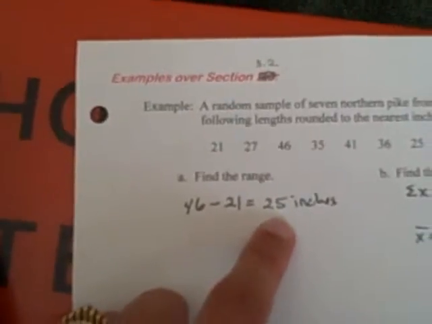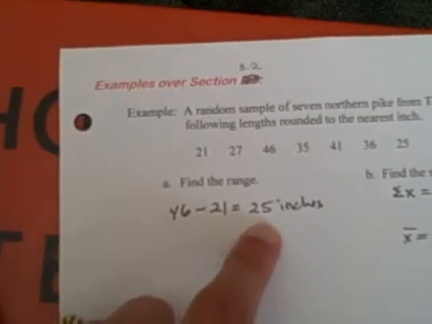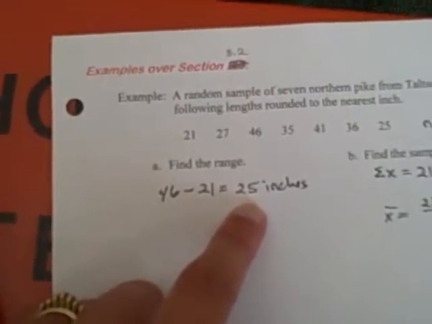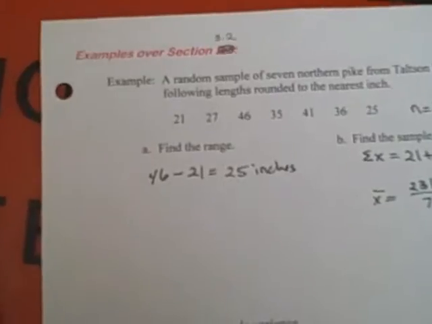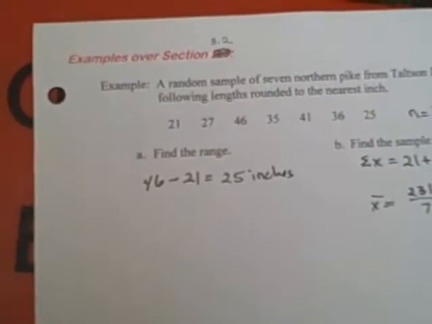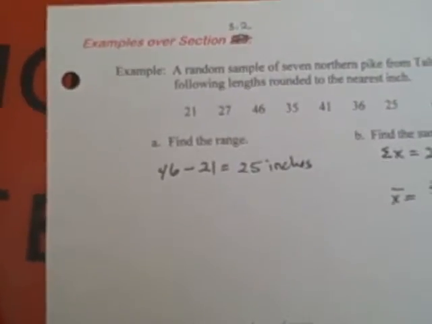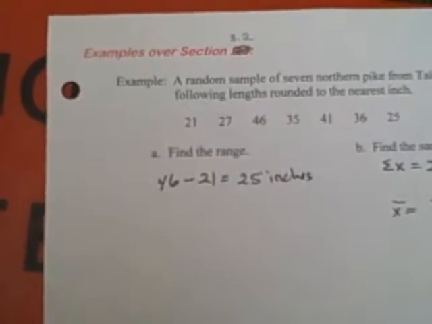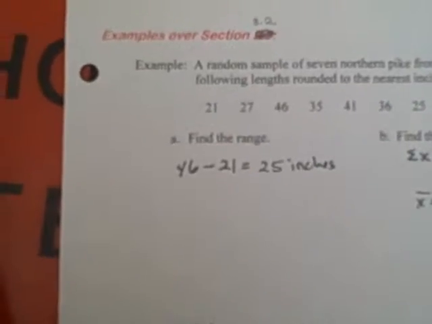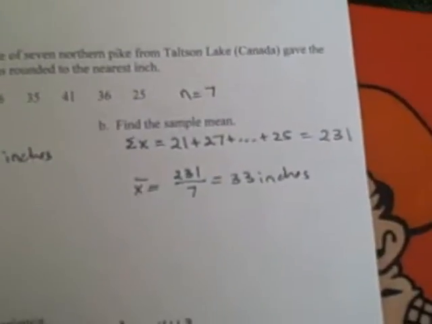Now that's fine. That tells us the difference between the largest and the smallest data value, but it doesn't give us any information about what's happening in between. So what we really want to find is an average distance from the mean, okay? So the first thing we're going to do is find our mean.